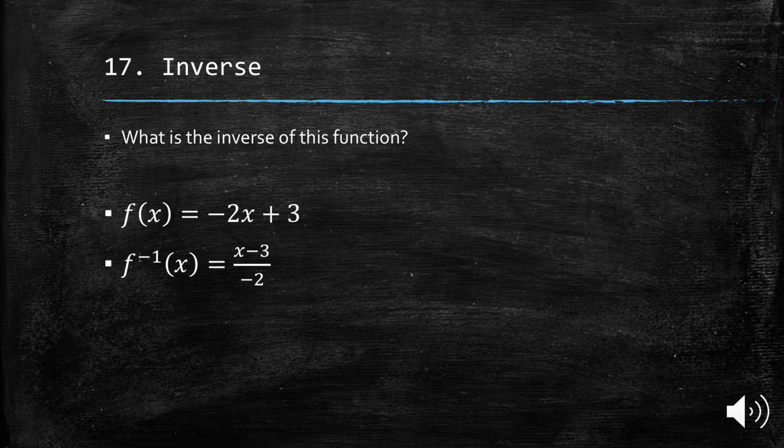The other way to do this is to switch the x and the y value, and then solve that new equation for y. That gives us f inverse of x equals x minus 3 over negative 2. I want you to notice that it's not a negative 1 as an exponent there. It looks like an exponent, but it really is just the symbol. The f with a negative 1 superscript is read as the inverse of f. So the inverse of f of x is x minus 3 over negative 2.